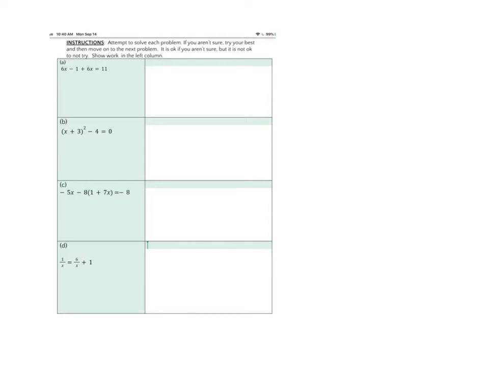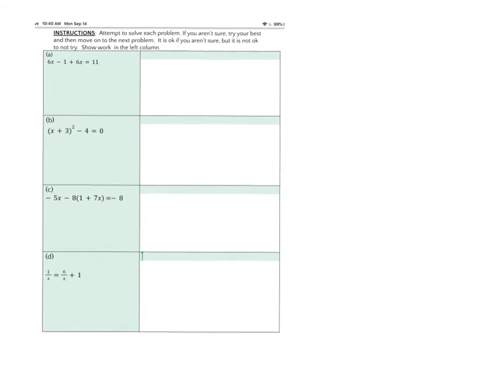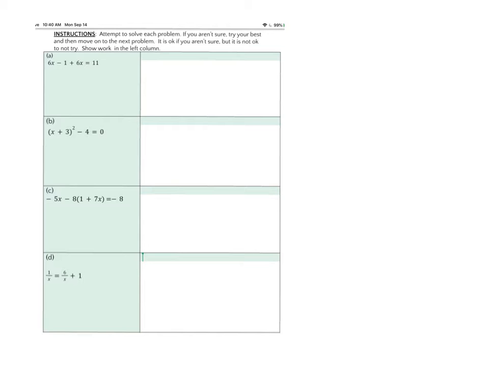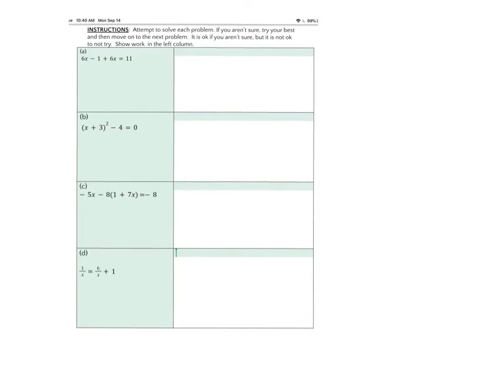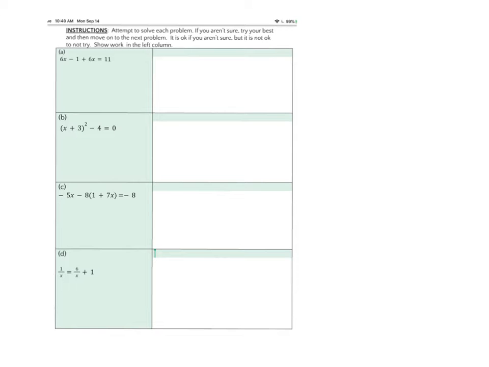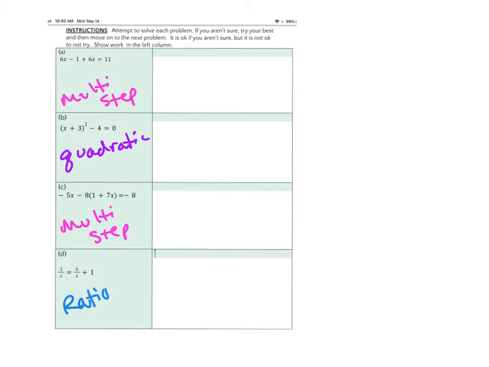Next. Okay, so I don't know why these are green. I really don't know. It's just the way it is. So what we did, I guess I'll write it in the box and then I'll rewrite it. So this is multi-step. And this is quadratic. And I know because it has that little square. This is multi-step. And this is rational because it's x in a fraction.